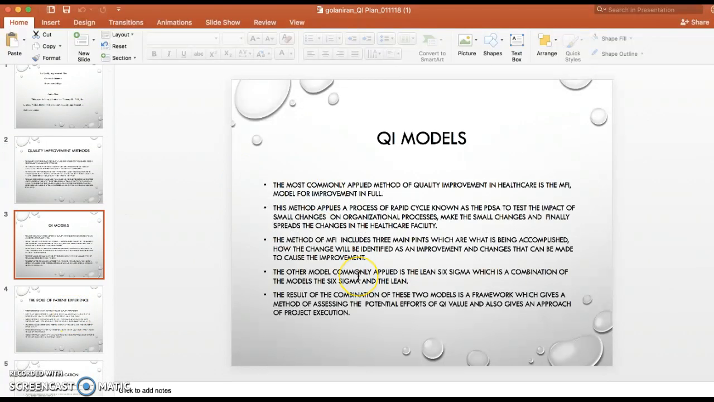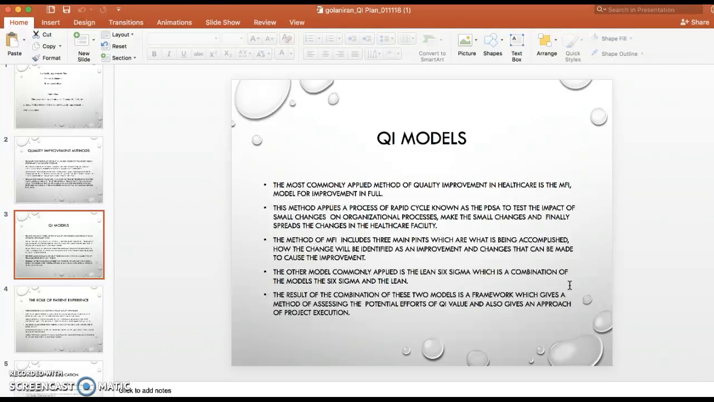The quality improvement models. The most commonly applied method of quality improvement in healthcare is MFI, the Model for Improvement in full. This method applies a process of rapid cycles, known as PDSA, to test the impact of small changes on organizational processes, make the small changes, and finally spread the changes in the healthcare facility.